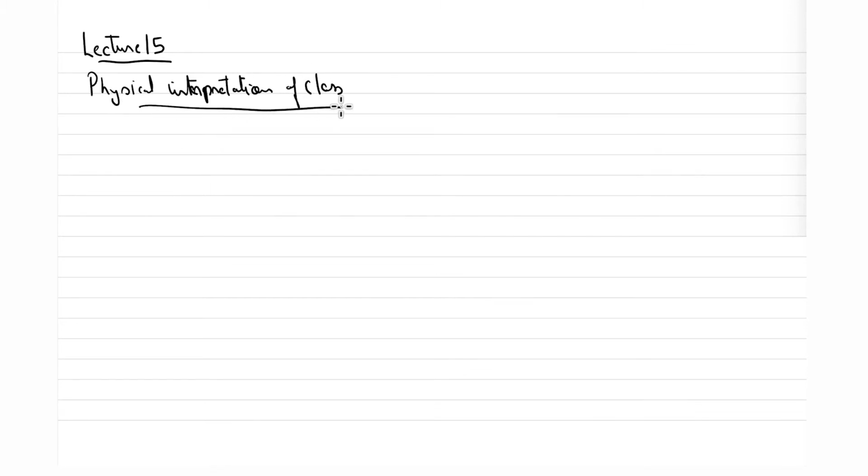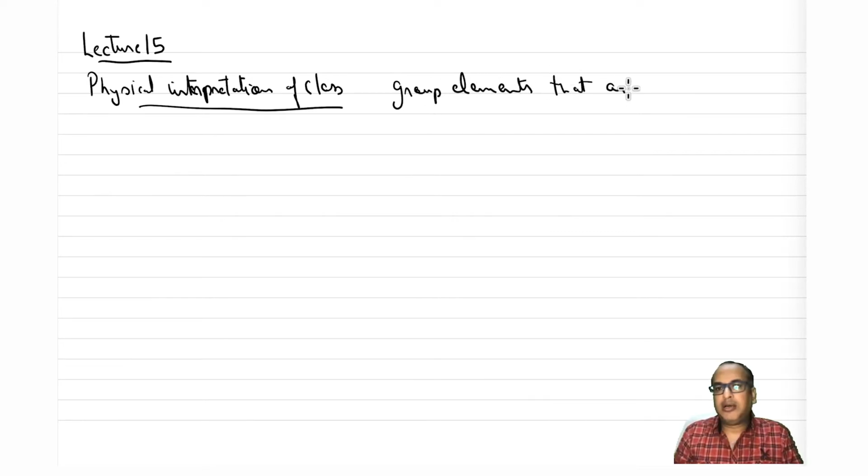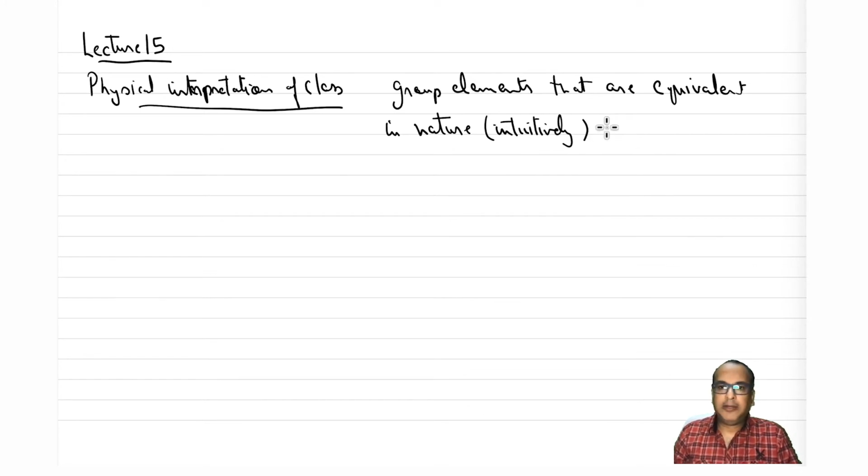So by now, if you have worked out classes for the NH3 molecule and the C4V molecule, which we were discussing in the previous class, you must have realized that classes are the group elements that are equivalent in nature. Intuitively, I must say at this point, they belong to one class, right?